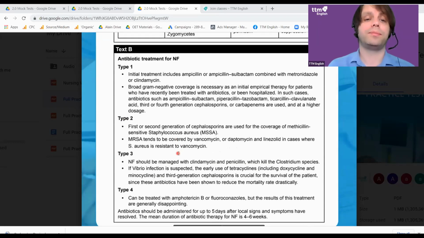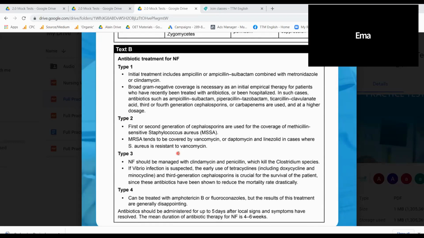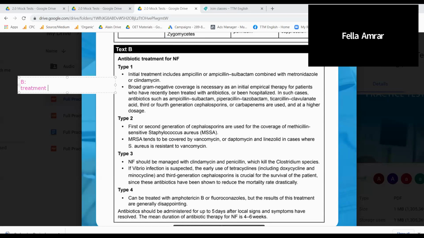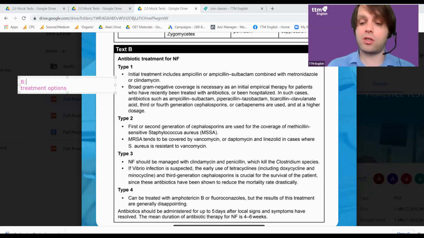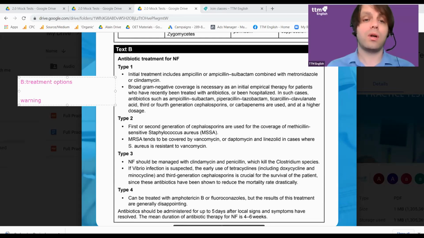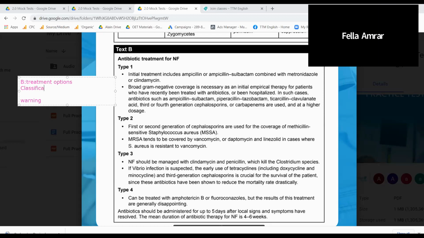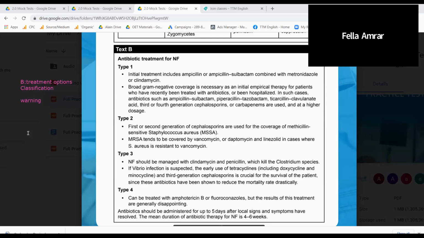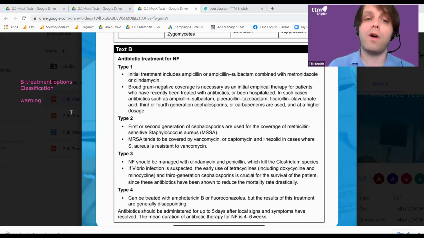All right, this one. Treatment. Treatment options. Treatment according to type. Antibiotic treatment options. Guideline. Pratik gave us that warning in the end. There's a warning at the end, but there's also classification, right? Type 1, type 2. Again, so treatment options, classification, warning. Move on to the next one.